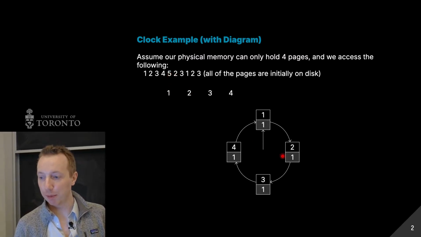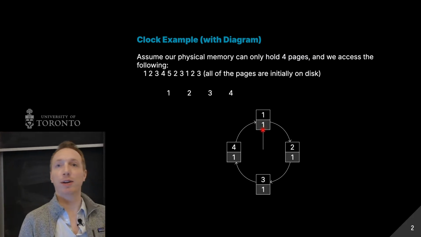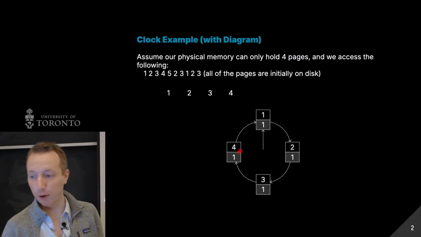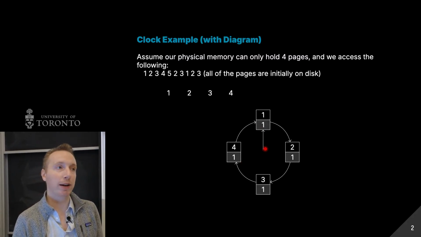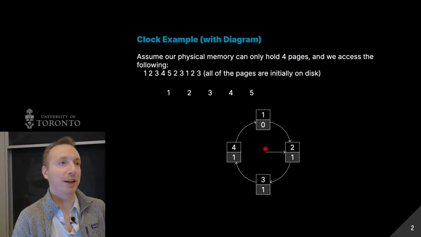So we're currently pointing at page 1. Its reference bit is 1. Do we toss it out? No, right? We just set its reference bit from 1 to 0 and then advance the hand, trying to find another victim. Now in this case, you can kind of see where it's going.